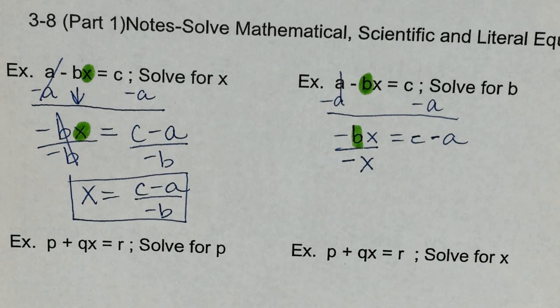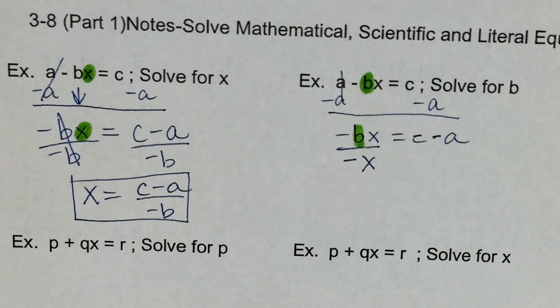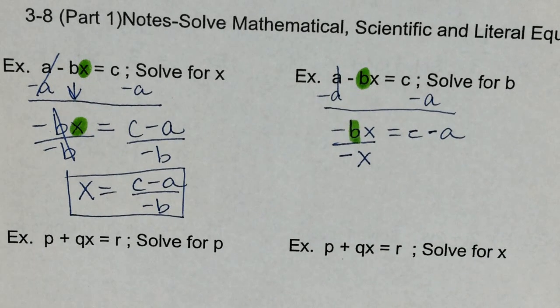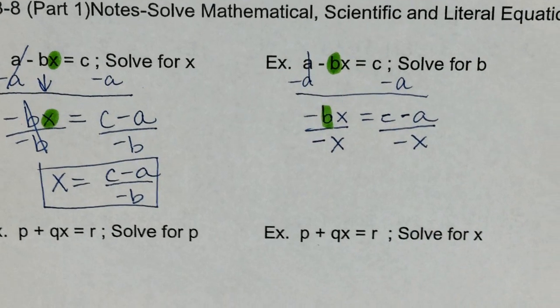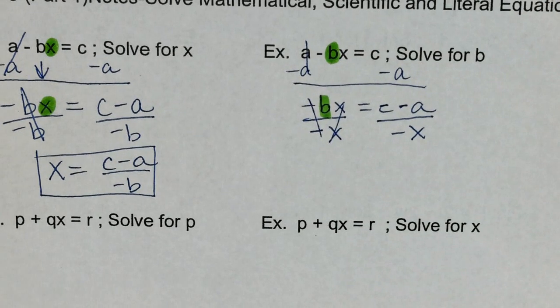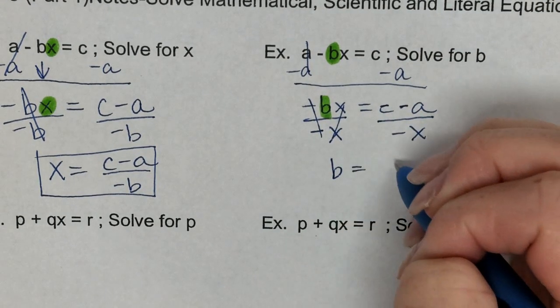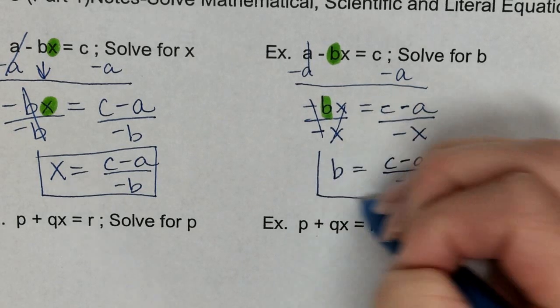Yes. Whatever I do to the left, I have to do to the right. So I got to divide this whole thing, not just one of them. If I divide the whole left by whatever, I have to divide the whole right by that same thing. So the whole thing has to be divided by negative X. This x and this negative cancel out, and I'm left with B equals C minus A over negative X.